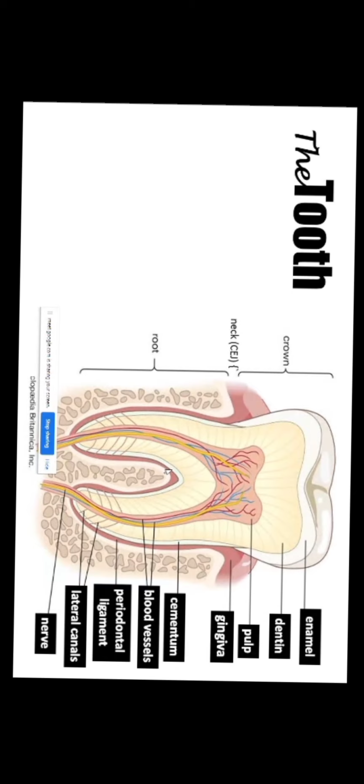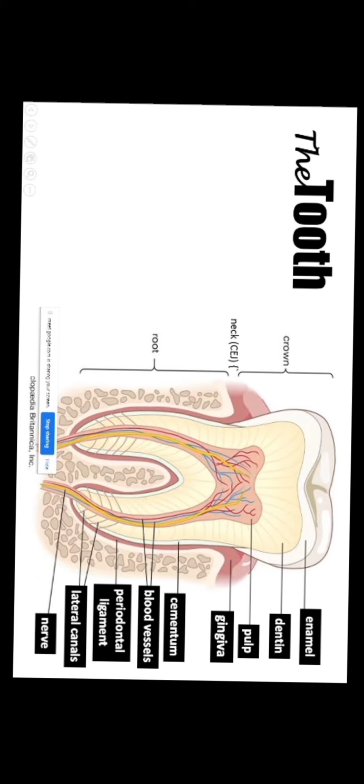Then, take note that the dentine is already sensitive. You can feel its sensitivity. That's why if it's sensitive to the touch, perhaps the dentine is already exposed. Okay? And so the patient can feel sensitivity.